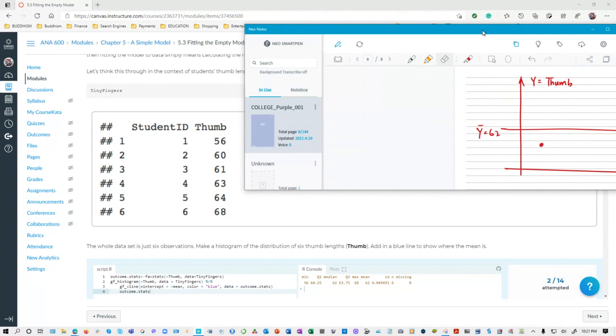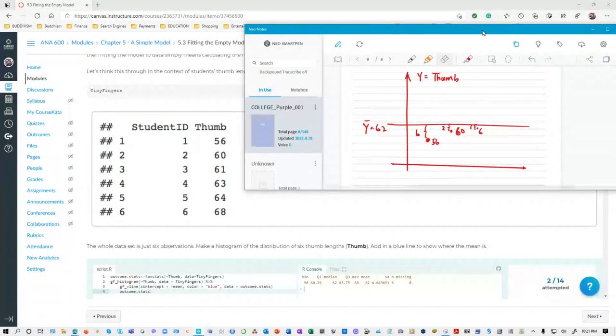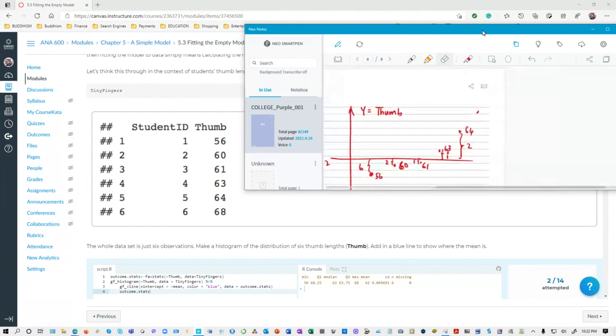My first point is 56. The gap of this one is how much? 6. And the other one is 60, the next individual. The gap is 2. Then the other one is 61, and the gap is 1. Then I have a 63, the gap is 1. Then I have a 64, the gap is 2. Then I have a 68, the gap is 6.